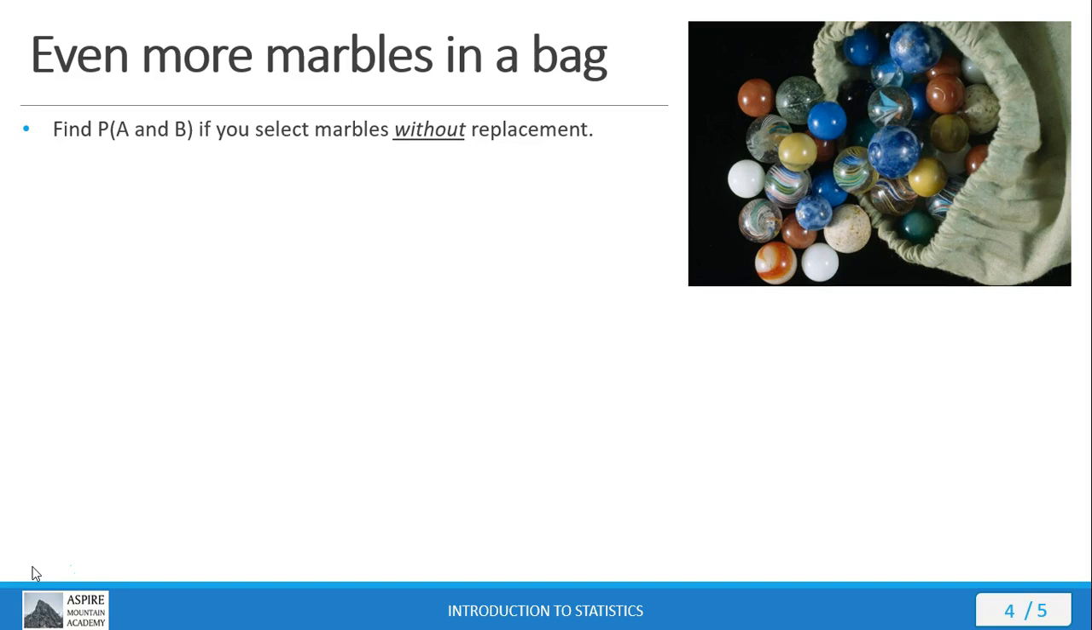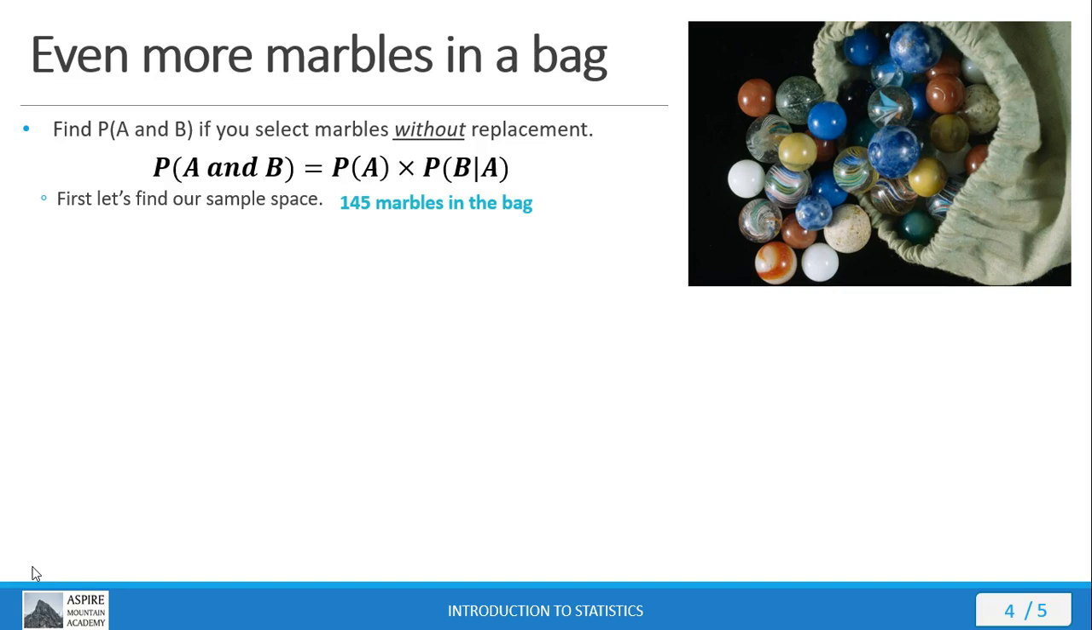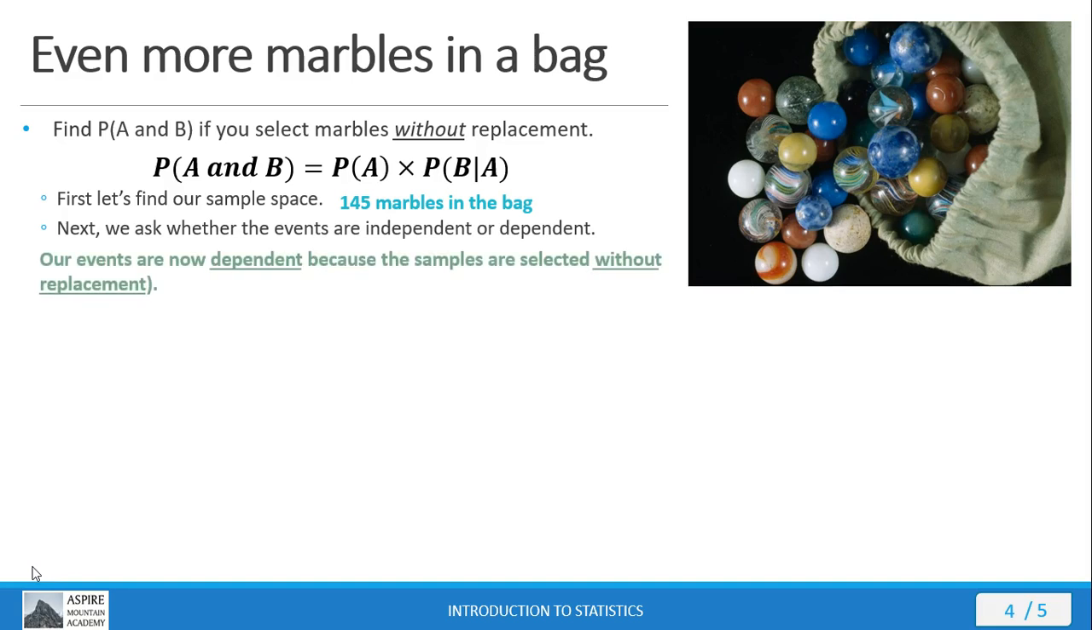Okay, let's see how well you did with this. First we start with our multiplication rule. We find our sample space: there are 145 marbles in the bag to start with. We ask whether the events are independent or dependent. Now that we're selecting without replacement, there's going to be one less marble each time we take one out. We're not putting the marbles back in, so we have to adjust our numbers accordingly because we're selecting without replacement.